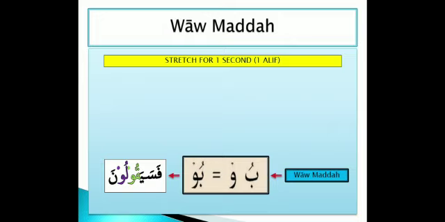As you can see in the example, there are two examples in this one word of Waw Madda. First one is Qaf, it's got a pesh, and after that there's a Waw. And the Lam has got a pesh, and after that there's a Waw. So in both of these examples, you will stretch for one alif.